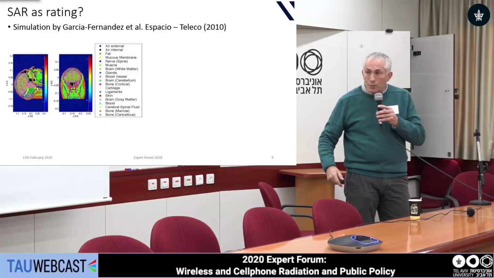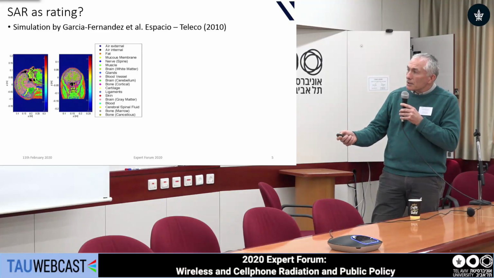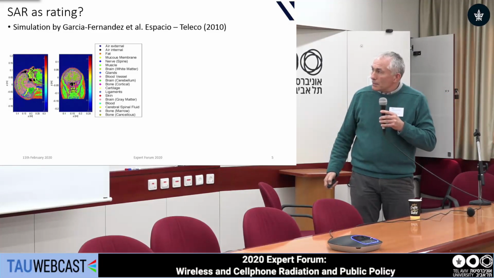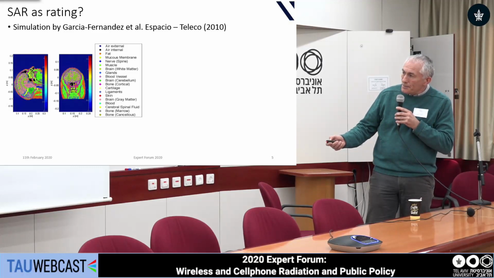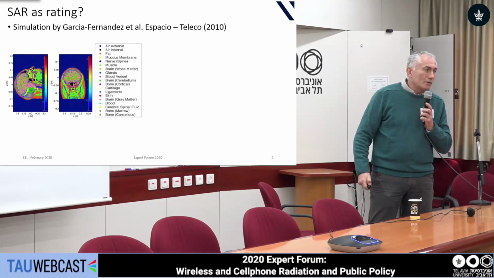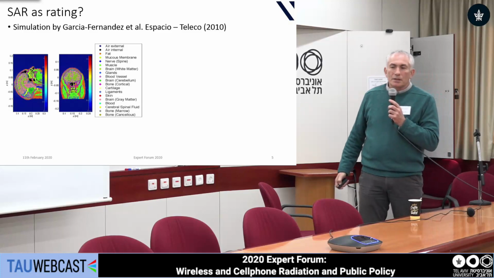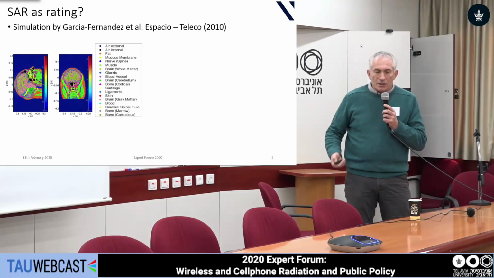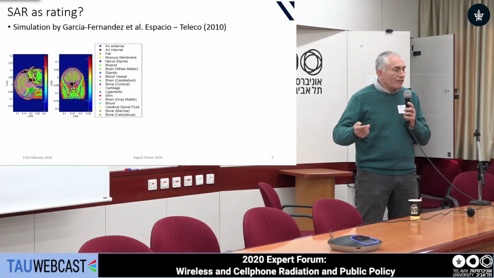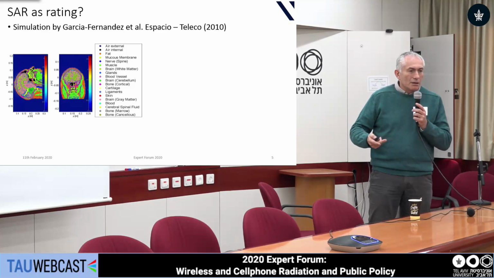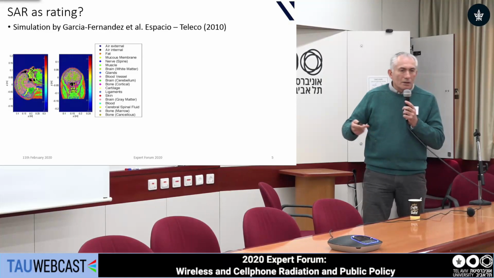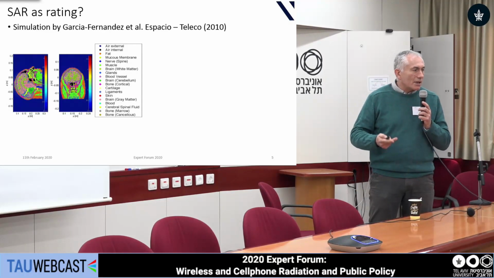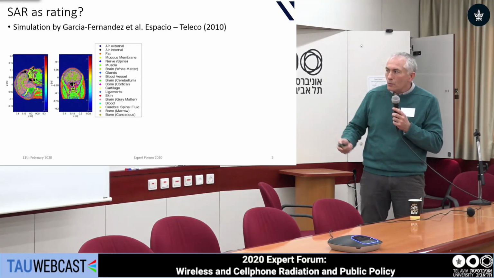This is a lovely piece of work done by Garcia Fernandez in 2010. What you're seeing here is a computer model of the human skull, but this time, instead of looking at it just as a homogenized lump, they take into consideration that skin, tissue, fat, brain, blood, capillaries have different electromagnetic properties. They absorb in different ways.